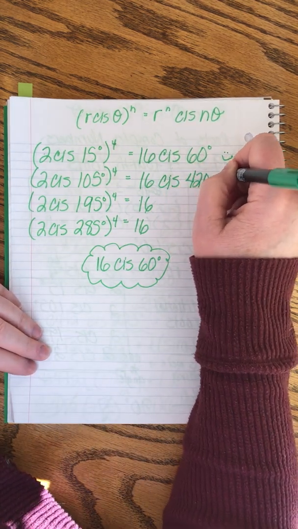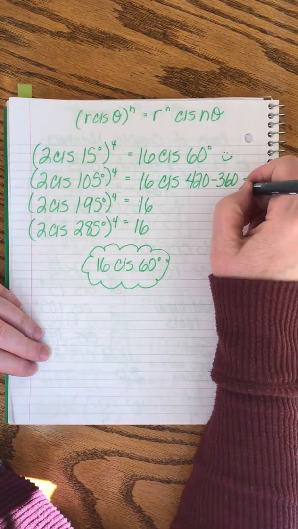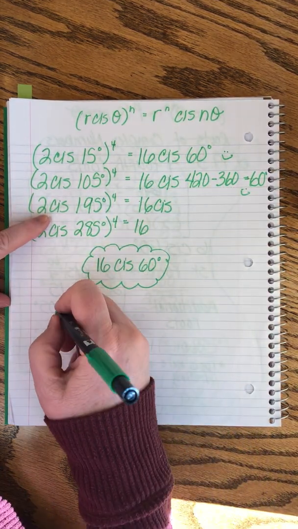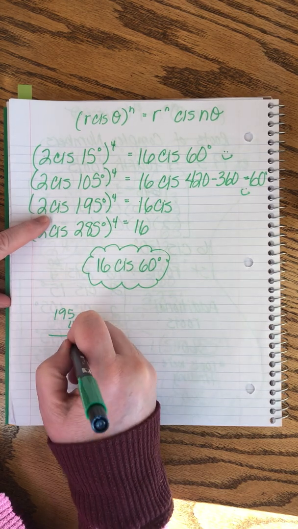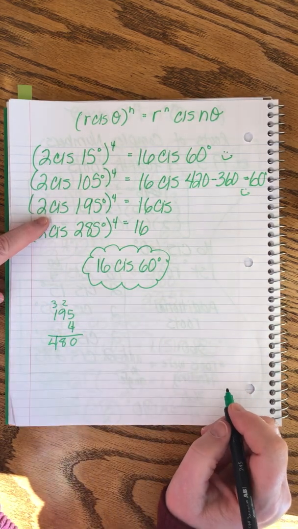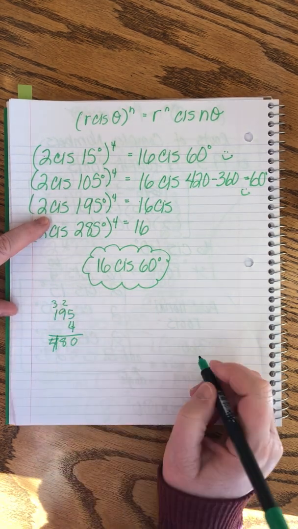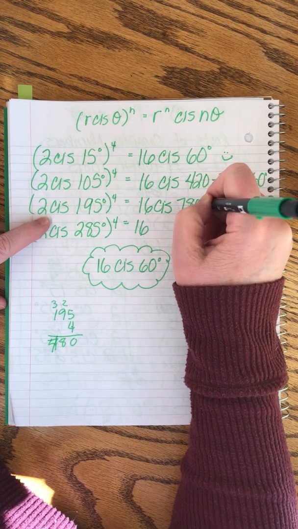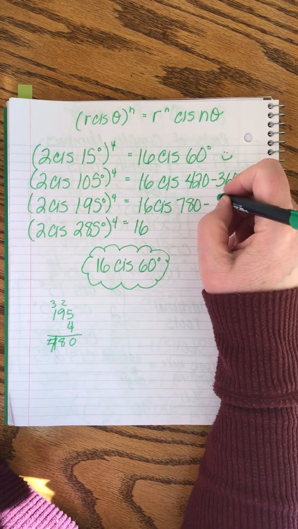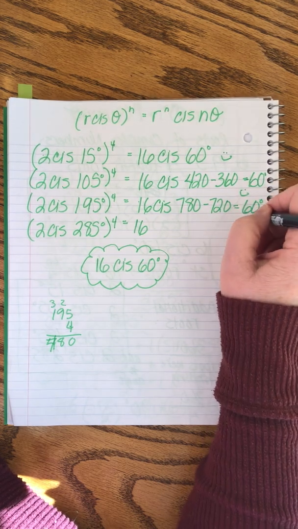But when I subtract 360, there's my 60 degrees. This one works. 4 times 195, I better write that one down. 780. Now I'm going to subtract out 2 spins. 360 times 2 is 720. And look what we get. 60 degrees again. This one's right.